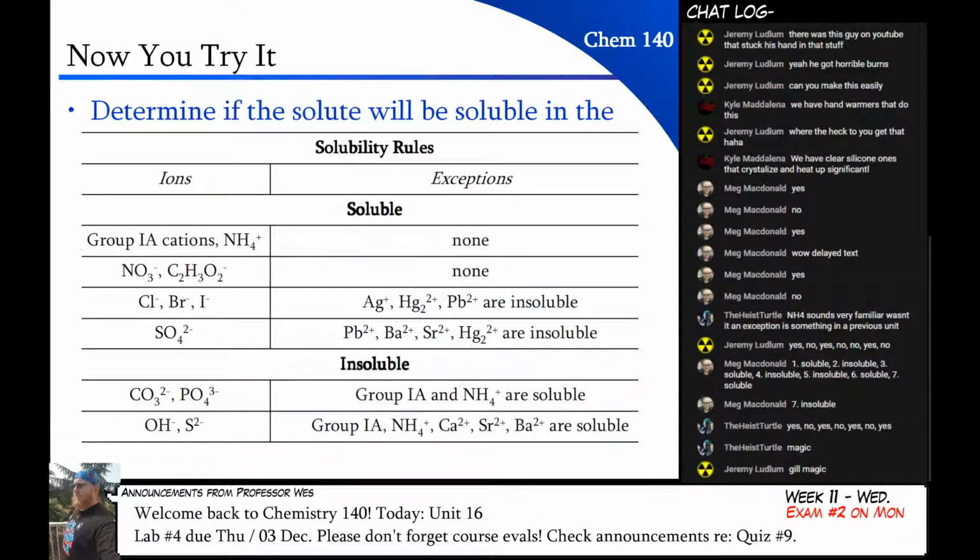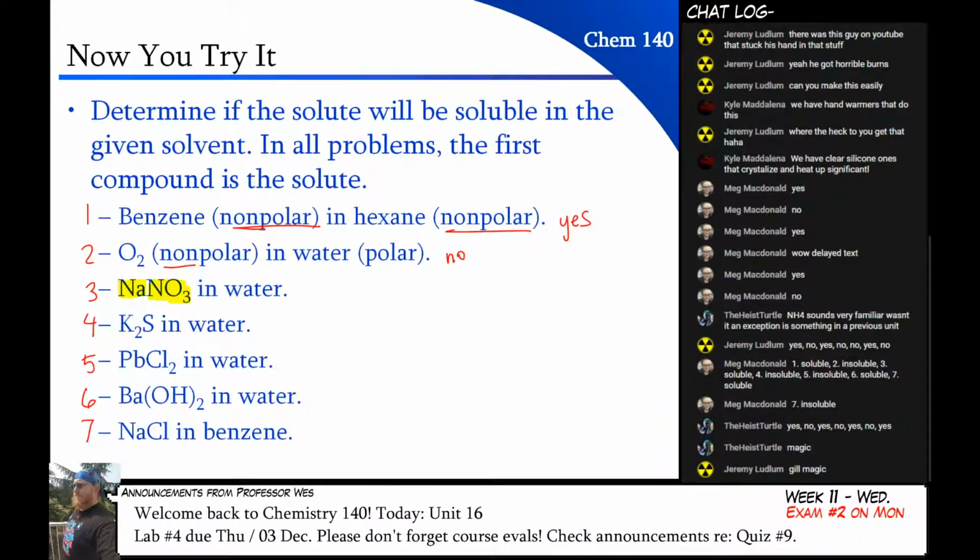Sodium nitrate, according to the chart right there, you can put anything with nitrate or anything with a group 1A cation like sodium, and it will be soluble. So this is yes.